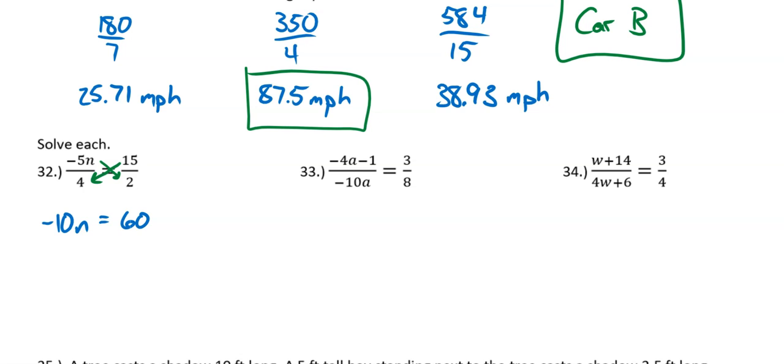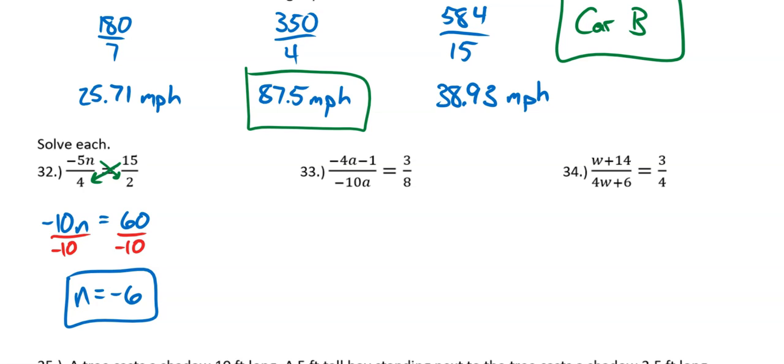The most common mistake that students make here is we cross multiply, we get the negative 10n, and we get the 60, but we don't know what to do with those two values. We set them equal to each other. Make sure you set those equal to each other. And now we solve the equation that's left. So this one, I'm going to divide each side by the negative 10. So I get n equals negative 6. That's it.